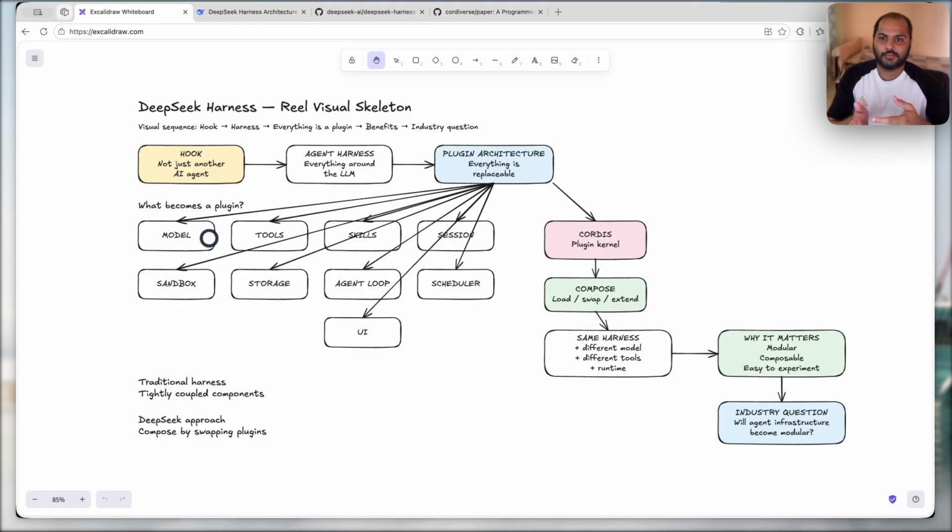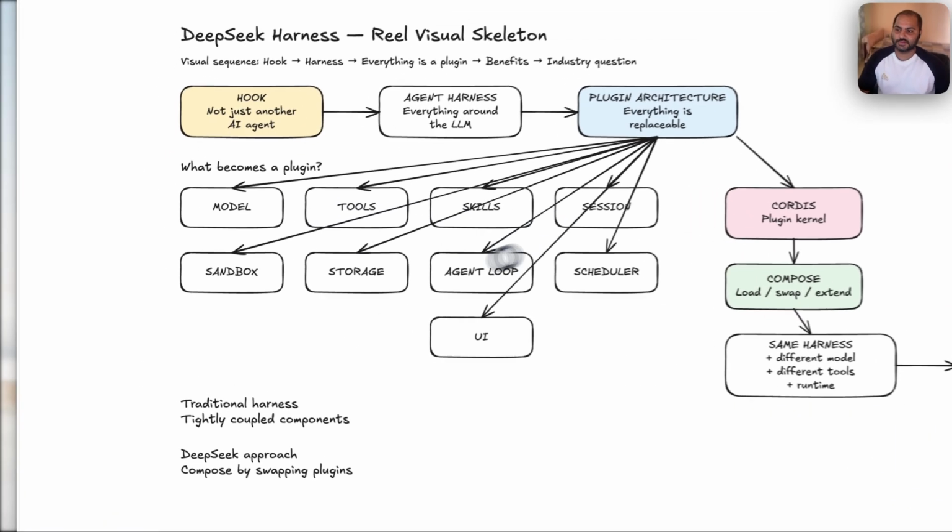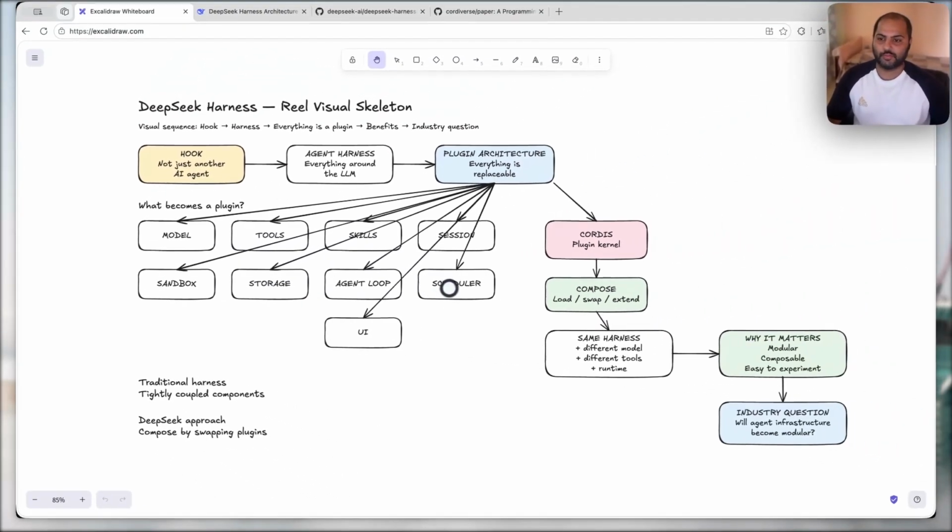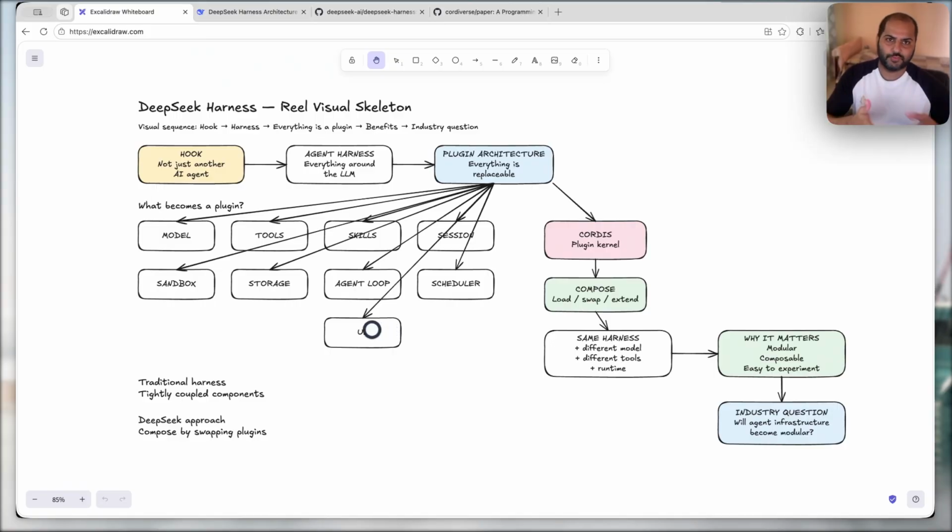Ultimately, you can have, let's say, the Claude Opus model in all the different environments, and if you ask it, it is going to behave differently. That is where the harness comes in. The harness provides the model, the tools, skills, session, sandbox, storage, agent loop, scheduler, UI, or anything else. So it's a complete package which is responsible for doing the job.